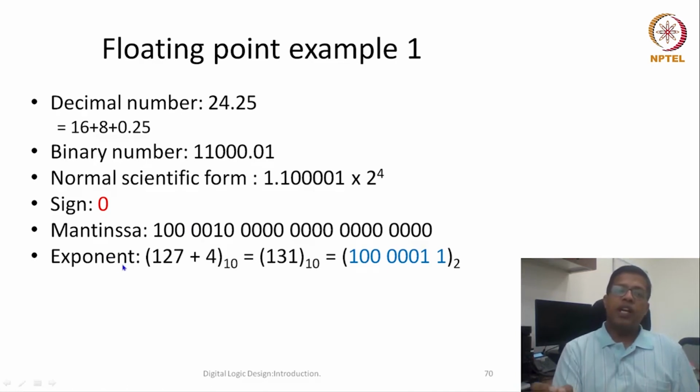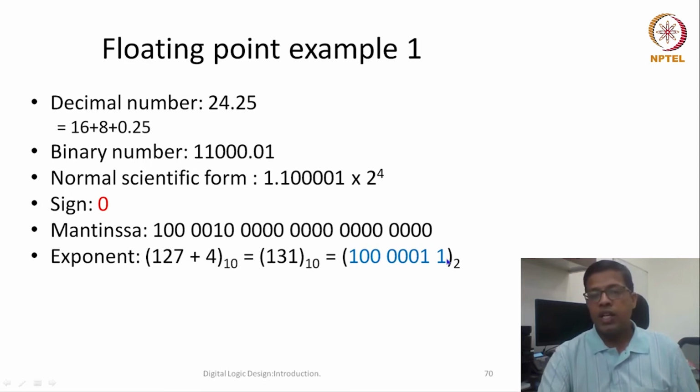Now the exponent. We said there is a bias of 127, so whatever exponent we get after the normal form, we have to add this bias of 127. After adding this bias, it becomes 127 plus 4, that means 131. If I want to represent 131 in 8 bits, it becomes 10000011. Again, you see I have made the grouping like this: first 3 bits, then 4 bits, then 1 bit. Why I am doing so, you will see later.